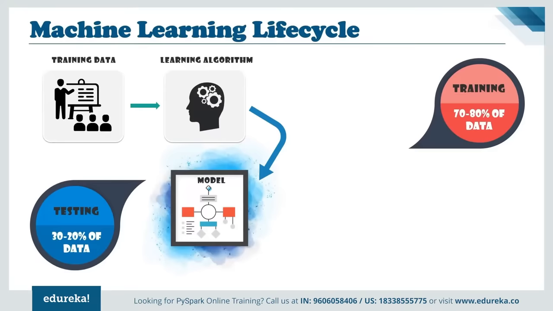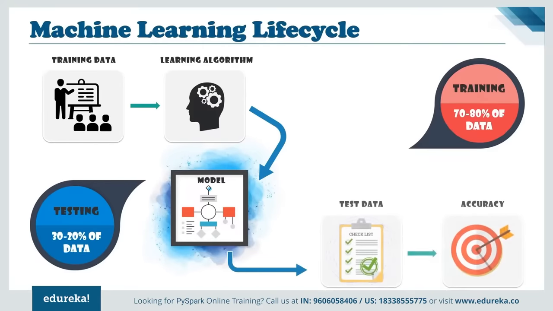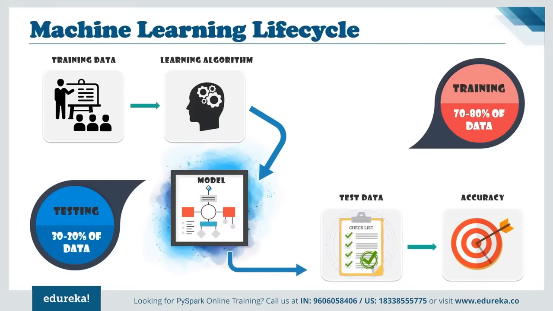Now, after that, we have produced our model. The remaining 20 to 30% of the data is used for the testing purposes. We pass this data to the model and we find out the accuracy of that model with certain tests. Now, this is what a typical machine learning lifecycle looks like.